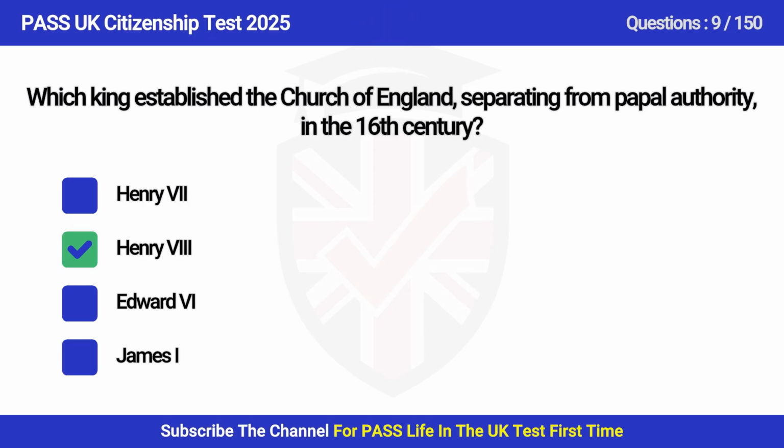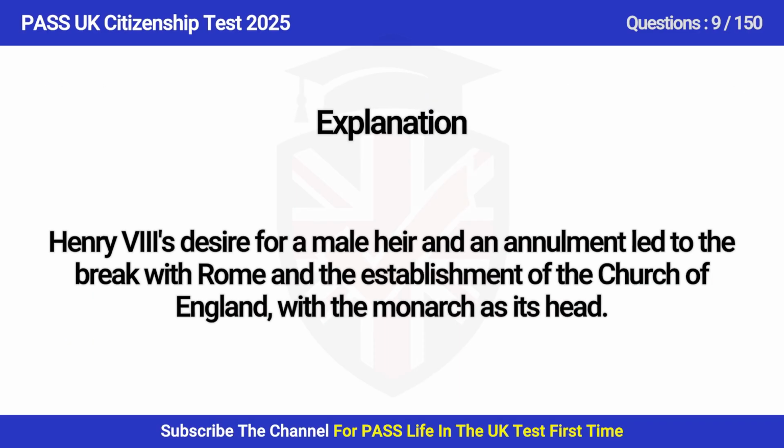Answer is B. Henry. Henry's desire for a male heir and an annulment led to the break with Rome and the establishment of the Church of England, with the monarch as its head.